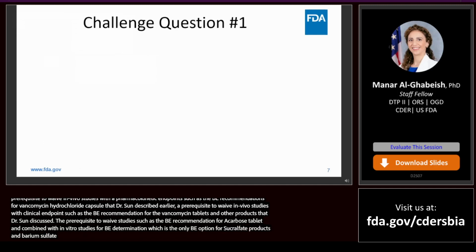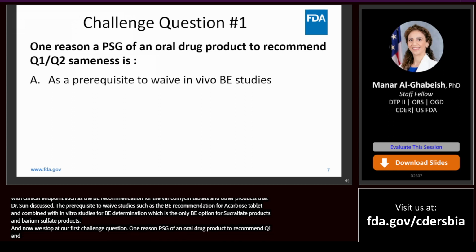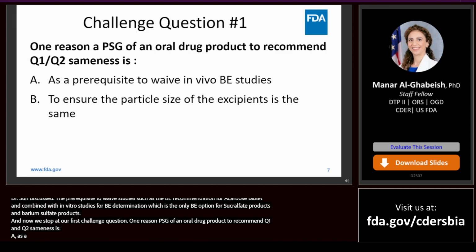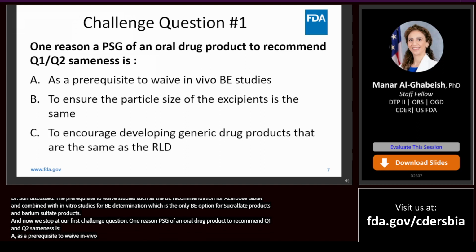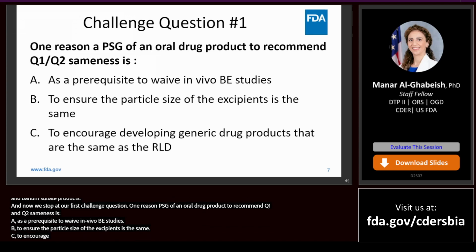And now we stop at our first challenge question. One reason a PSG of an oral drug product to recommend Q1, Q2 sameness is A, as a prerequisite to waive in vivo BE studies, B, to ensure the particle size of the excipients is the same, C, to encourage developing generic drug products that are the same as the RLD. I will give you a few seconds to think about the answer.